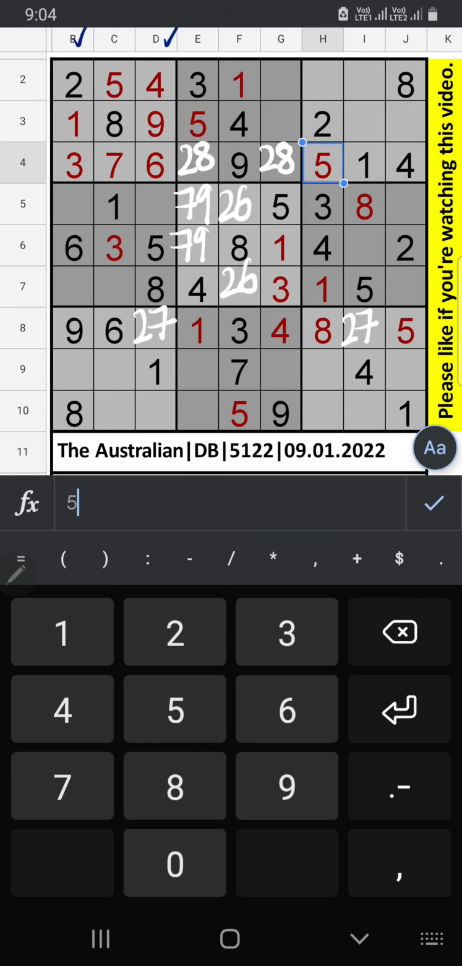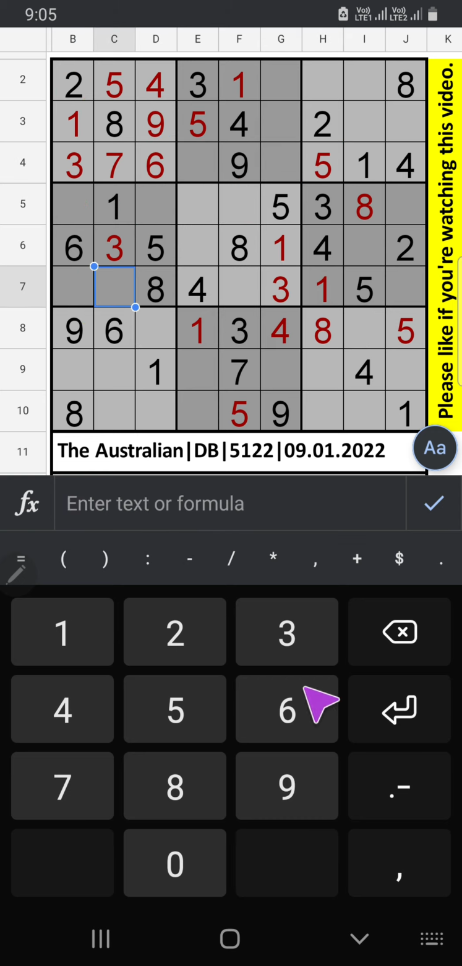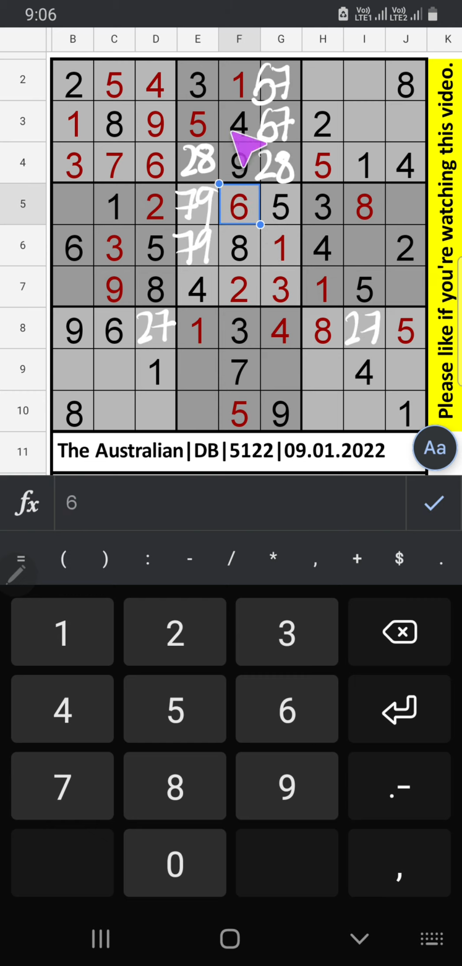Column B and column D, we have 9. So 9 can't come in these cells. Then 9 is confirmed here. Column B, we have 2. So 2 can't come in these cells. 2 is confirmed here. Since 2 is here, 2 can't come in this cell. 2 is confirmed here. Then 6 is here. Column D, we have 2. So 2 can't come in the cell. 2 is confirmed here. Then 7 is here. Column D, only one number is remaining, 3. 3 is confirmed here.